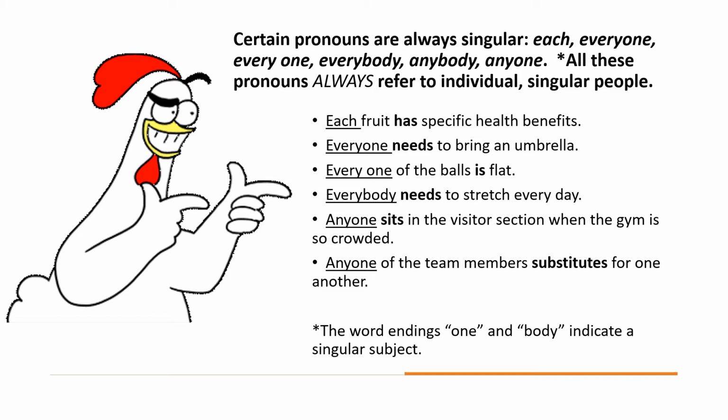All right, so something to help you remember this rule is the word ending one in everyone and anyone, and the word ending body for anybody, everybody. Those indicate singular subjects because one is singular and body is singular. So maybe that will help you guys remember to always use a singular verb when you have these words. And also each is included in that. Each, everyone is two words, everybody, anyone. Okay, so make sure that you always treat these as singular subjects.